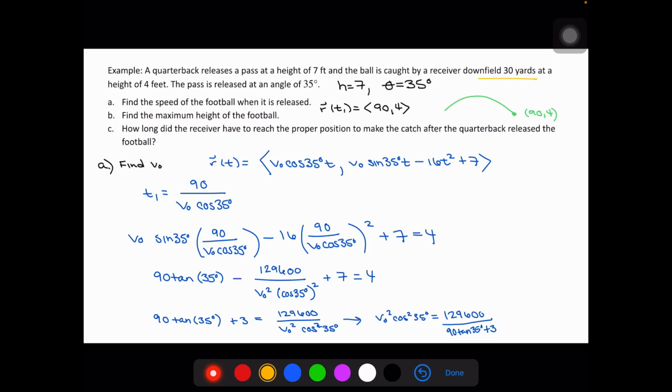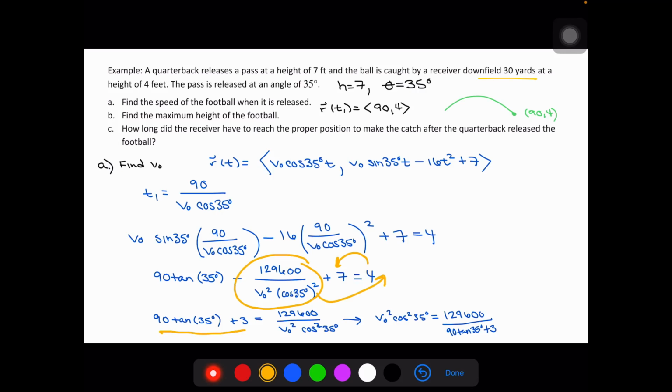So then I'm trying to isolate the v naught. I took this fraction term with the v naught and moved it over to the right, and the only other thing I did is subtract the 4. So now on the left, I've got 90 tangent 35 plus 3 equals that fraction.